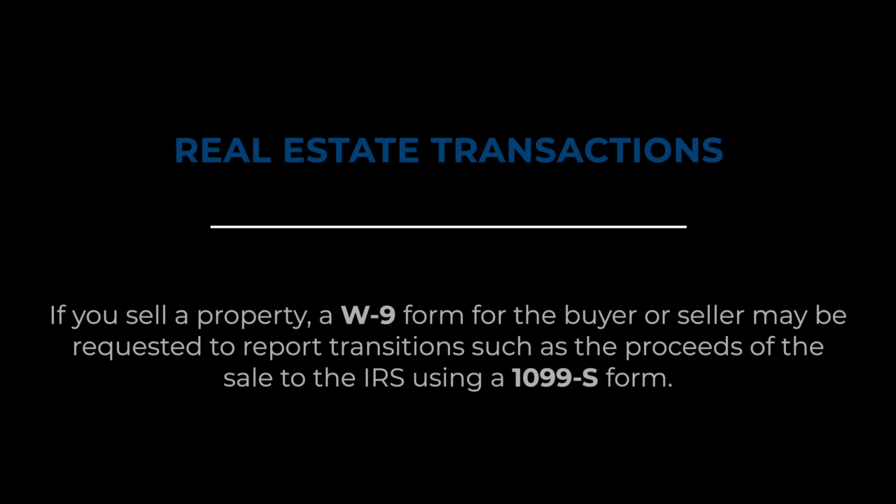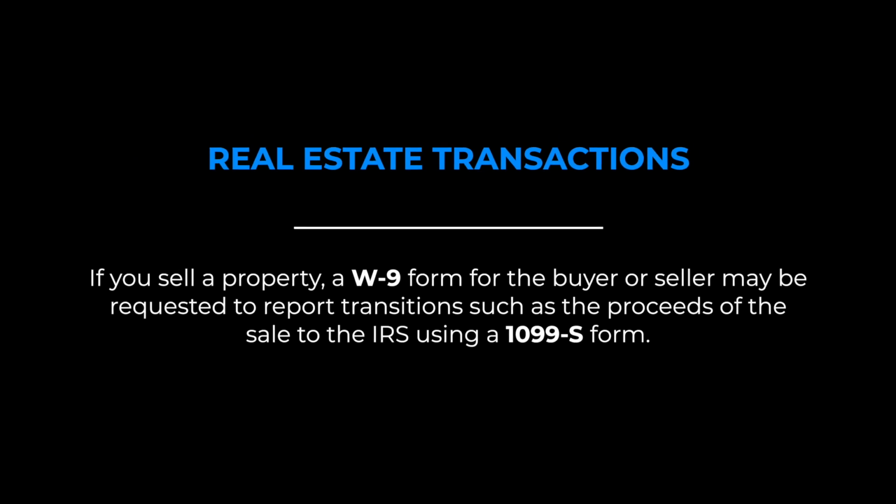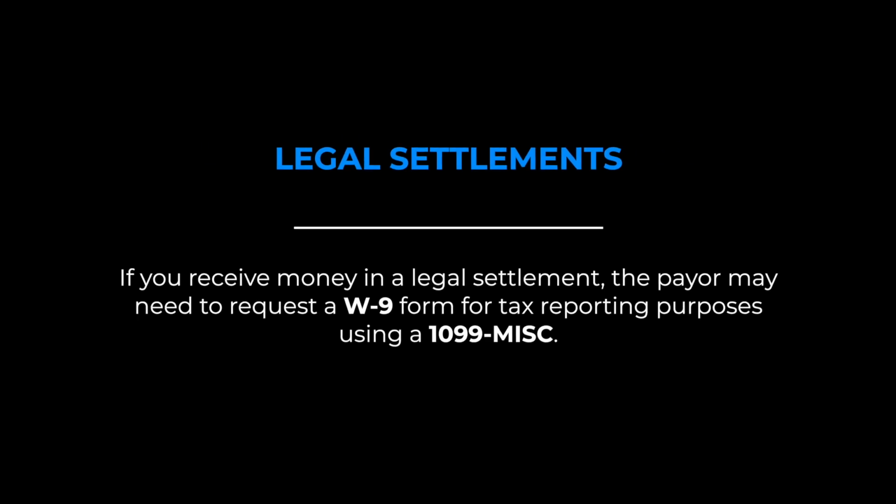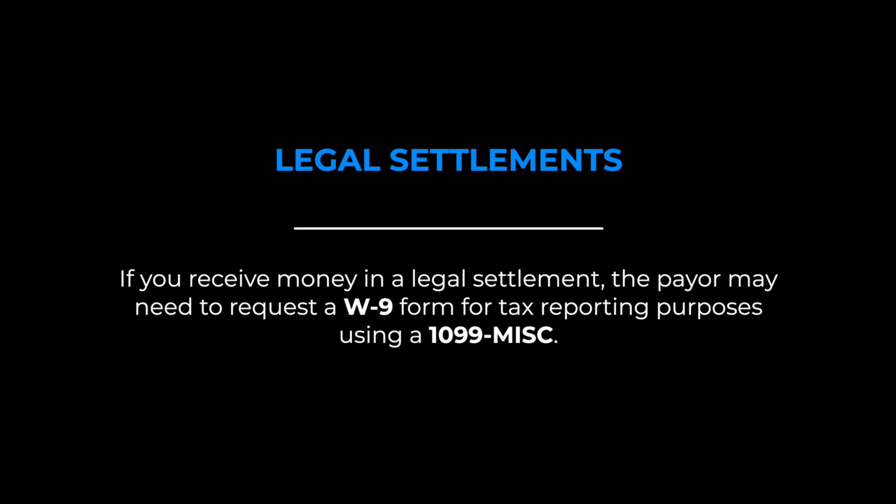Real estate transactions. If you sell a property, a W-9 form for the buyer or seller may be requested to report transactions such as the proceeds of the sale to the IRS using a 1099-S form. Legal settlements. If you receive money in a legal settlement, the payer may need to request a W-9 form for tax reporting purposes using a 1099-MISC form.